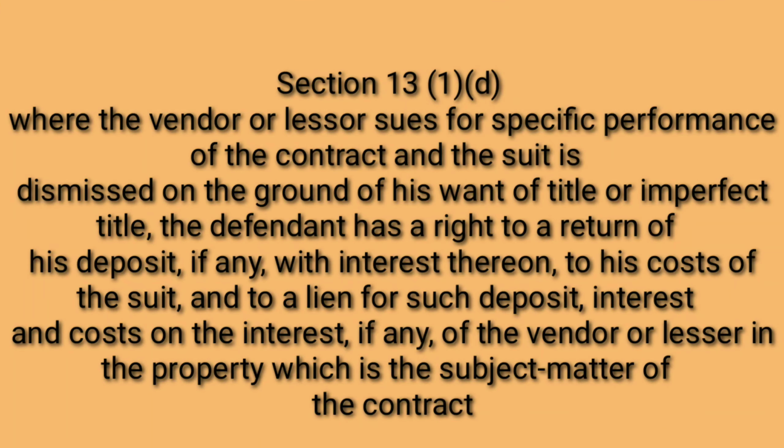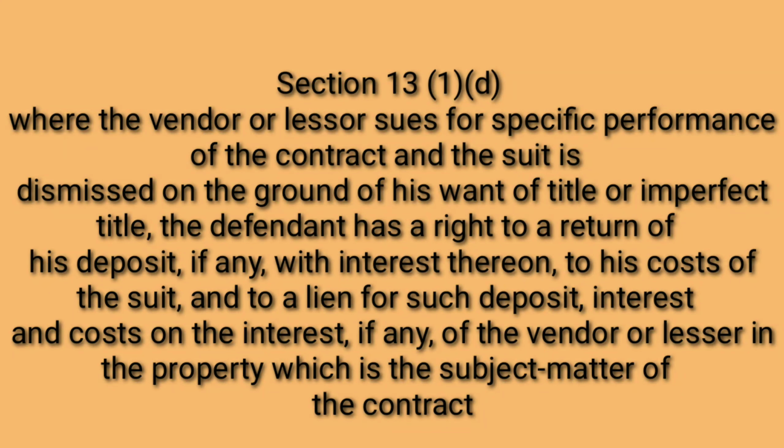Now let's move towards section 13 subsection 1 clause D. It says where the vendor or lessor sues for specific performance of the contract and the suit is dismissed on the ground of his want of title or imperfect title, the defendant has a right to return of his deposit, if any, with interest thereon, to his costs of the suit, and to a lien for such deposit, interest and cost on the interest, if any, of the vendor or lessor in the property which is the subject matter of the contract.